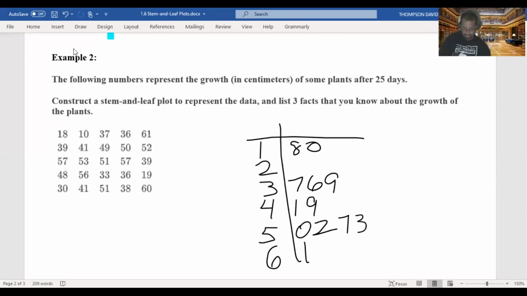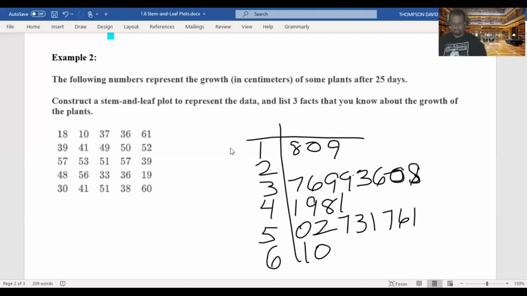57 into 5 and 7, 53 into 5 and 3, 51 into 5 and 1, 57 into 5 and 7, 39 into 3 and 9, 48 into 4 and 8, 56 into 5 and 6, 33 into 3 and 3, 36 into 3 and 6, 19 into 1 and 9, 30 into 3 and 0, 41 into 4 and 1, 51 into 5 and 1, 38 into 3 and 8, and 60 into 6 and 0.